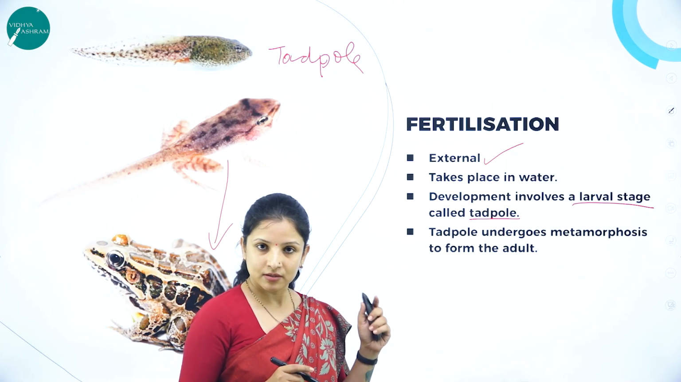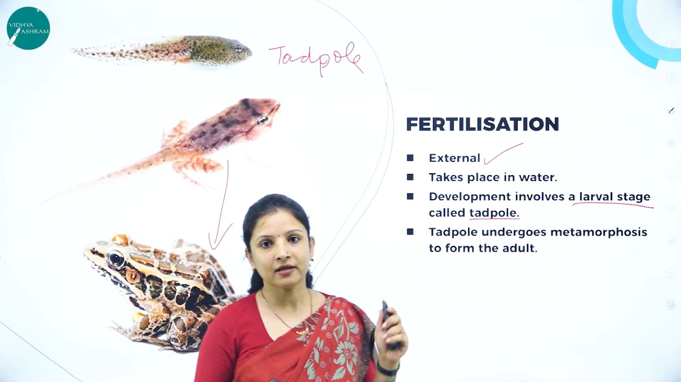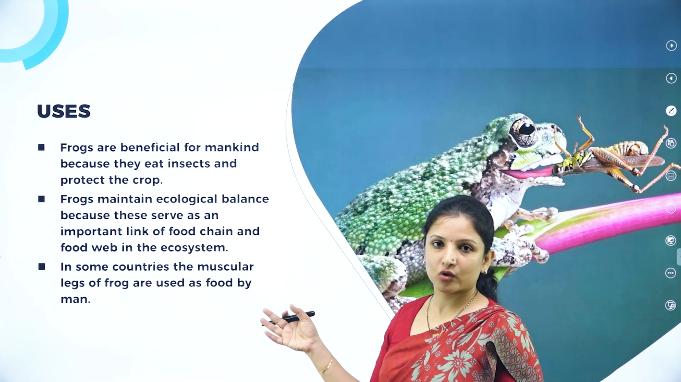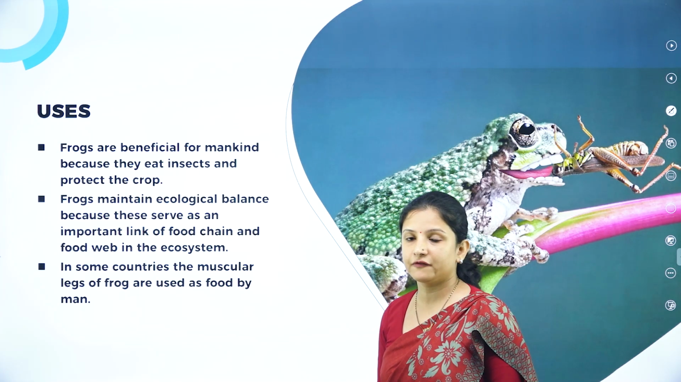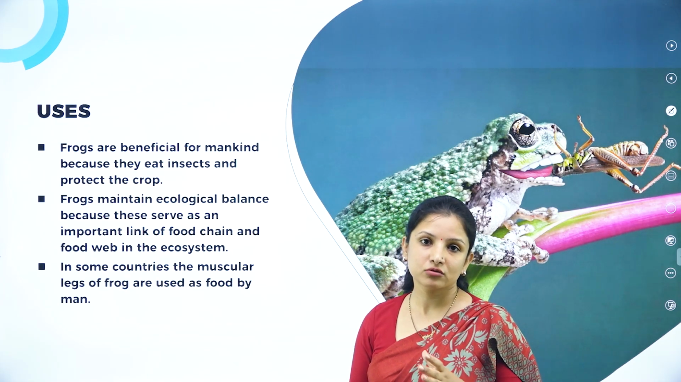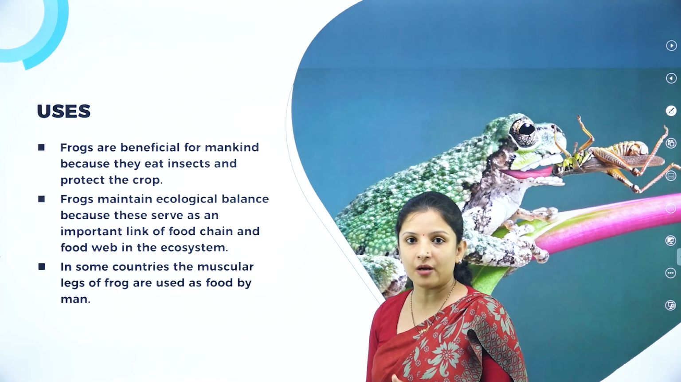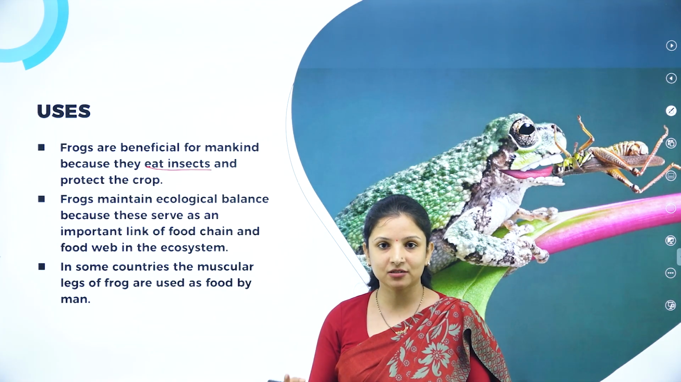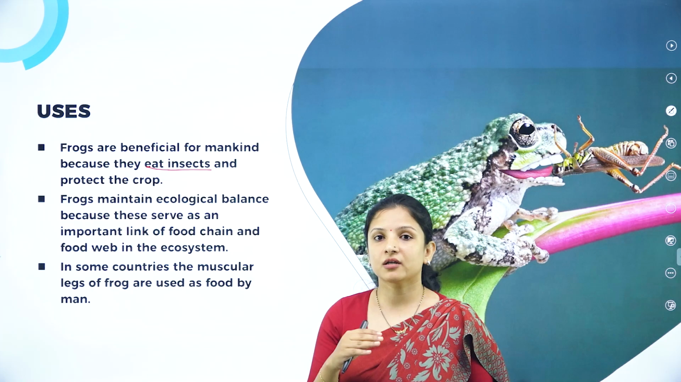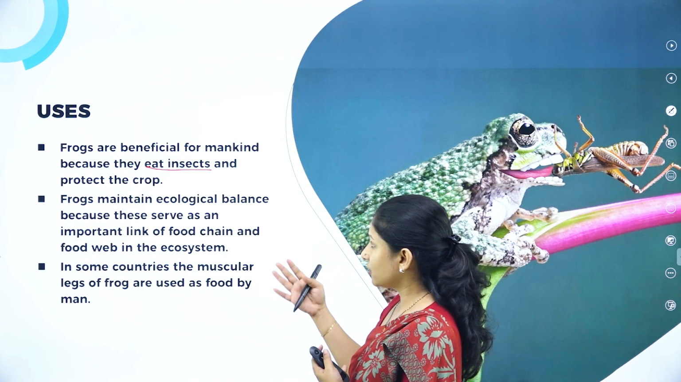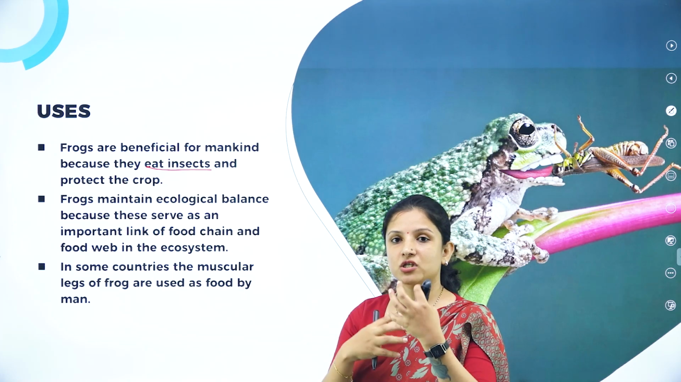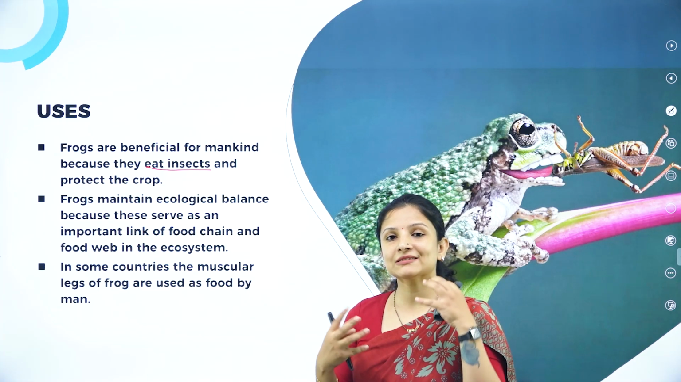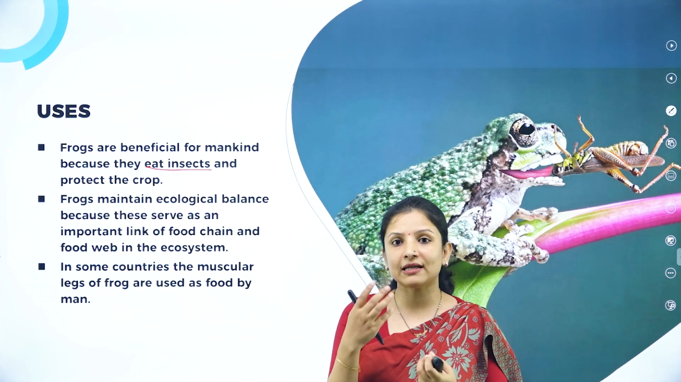So this was about the reproductive system, the fertilization and all that. With this, the topic comes to an end. We shall see a small topic along with this, that is the uses of frog, or the benefits of frog. Frogs are very useful to mankind, especially for the farmers, because they eat insects and feed on the pests which are trying to eat the crop, incurring a heavy economic loss to the farmers. Naturally, they are beneficial to the farmers in catching the insects which can destroy the crops.